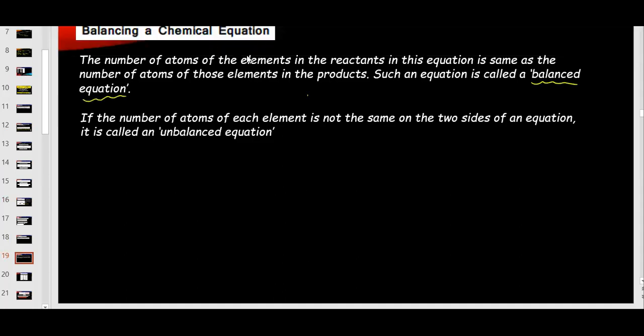If the number of atoms of each element is not the same on the two sides of an equation, then we call it an unbalanced equation. So in this situation, if it is an unbalanced equation, we have to balance it by writing some extra numbers in front, so that we come to know how many atoms should be present of each element, and it can balance the equation.